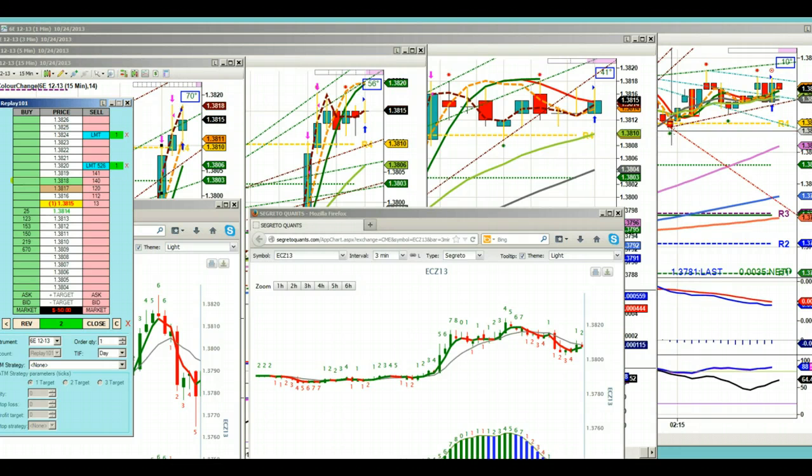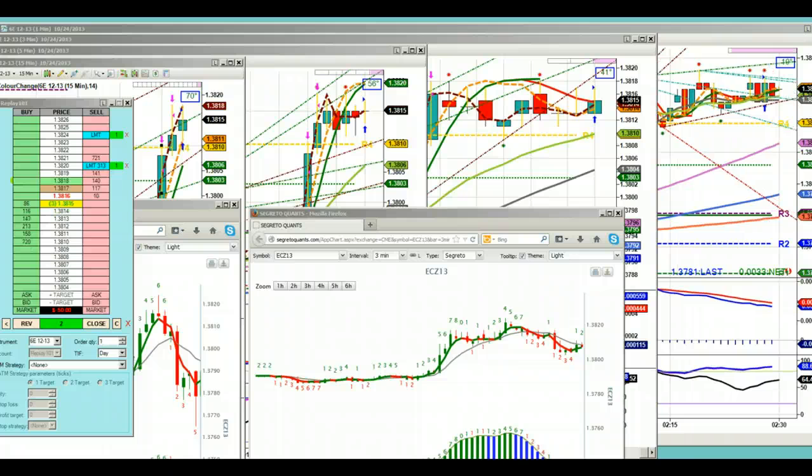Now, let me just speed it up here. I'm expecting some price action, but I'm not expecting another 40 tick move. Why am I not expecting another 40 tick move? Who can give me the answer?